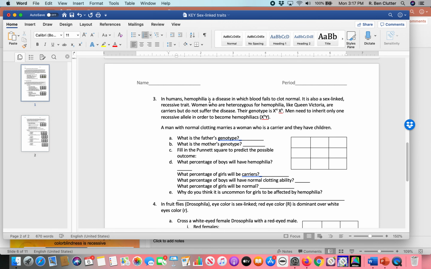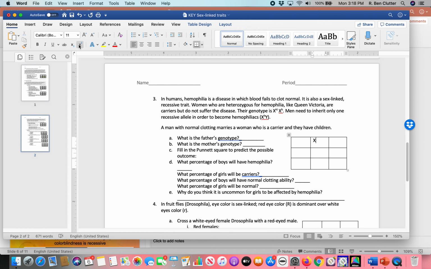All right. In humans, hemophilia is a disease for which blood fails to clot normally. So basically what they're doing here is they're going to use X capital H and X lowercase h. Understand X lowercase h, since it's a recessive disorder, is going to be hemophiliac female. So a man with normal clotting, all right, so we're going to have X with a capital H because he has normal clotting. Now, I would prefer to use the letter N here because normal is dominant. But again, they gave us these letters, so that's what we're going to use.